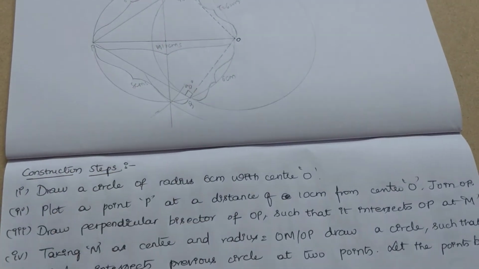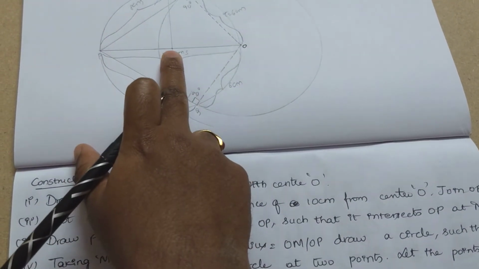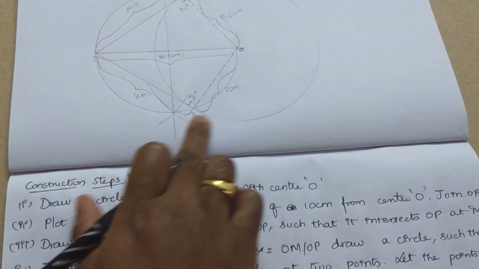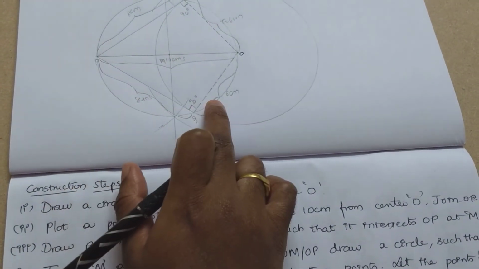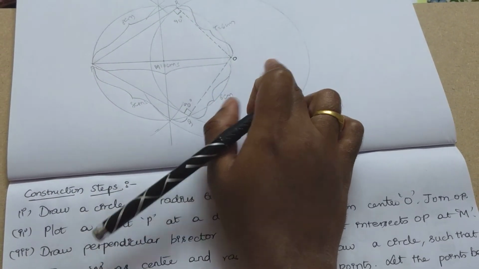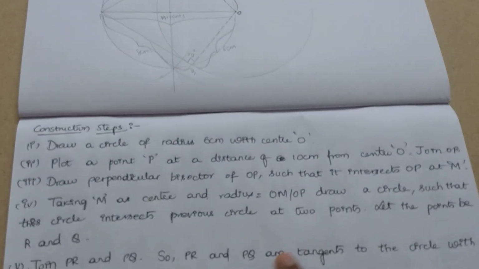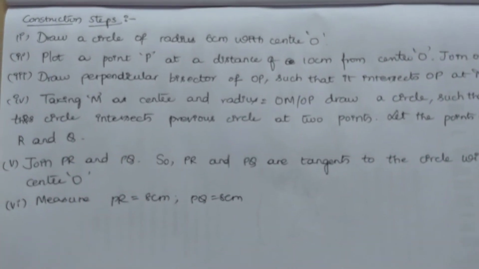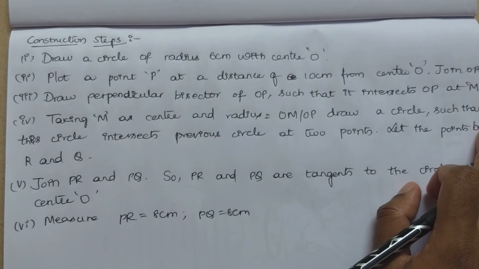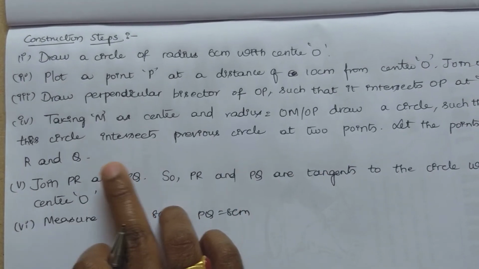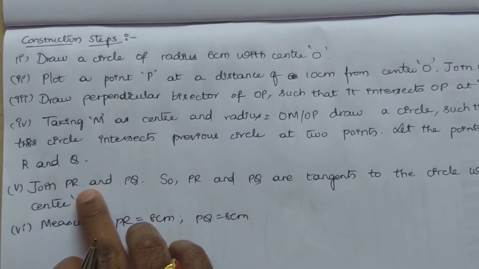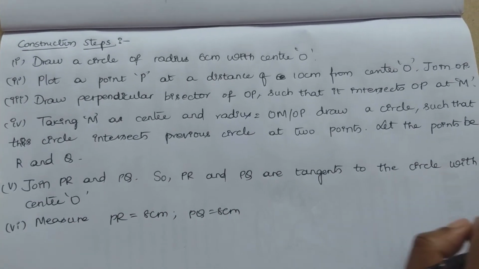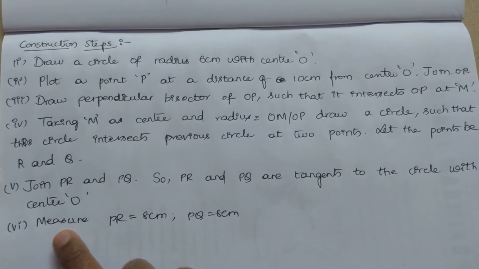M. Next step, taking M as center and radius as OM or PM, draw a circle from M such that this circle intersects the previous circle at 2 points. Let the points be R and Q. Correct? After that, we have joined PR and PQ so that PR and PQ are tangents to the circle with the center O. Measure PR.